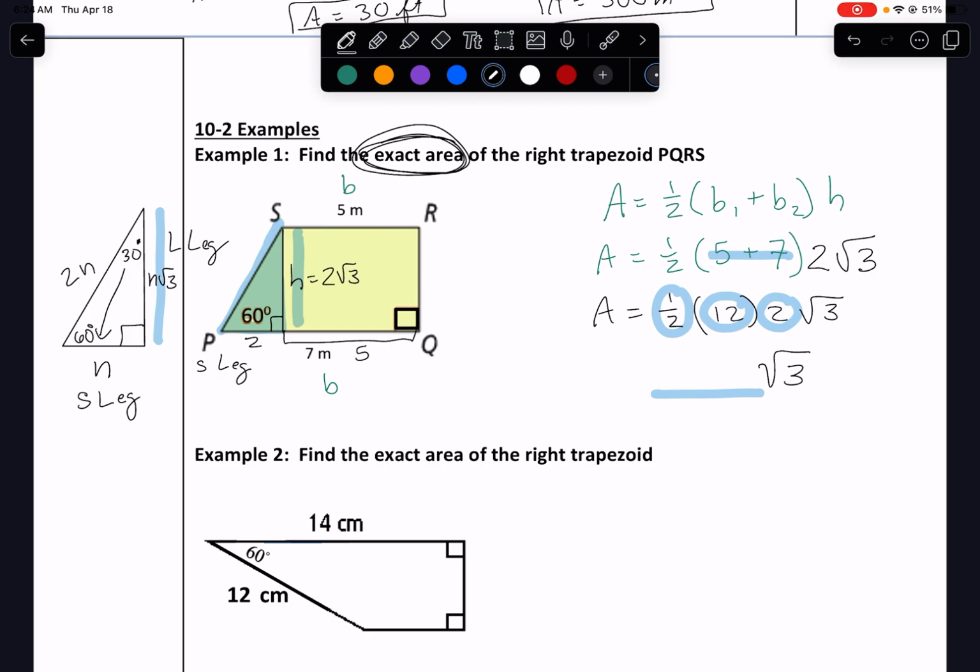I sometimes like to write the square root of 3 right away, just so I don't forget it. That's something that I've noticed people doing on this unit, at least in my Geometry 1-2 class, and so I wanted to throw that out there as something to watch out for. So 1/2 times 12 times 2 is 12. So this would be 12 square roots of 3 meters squared.